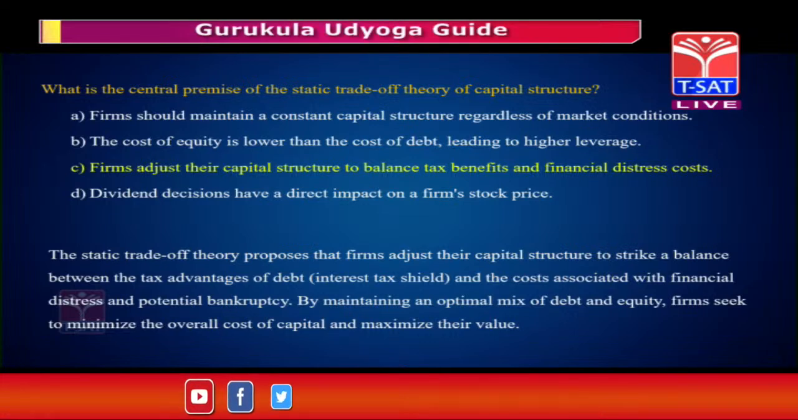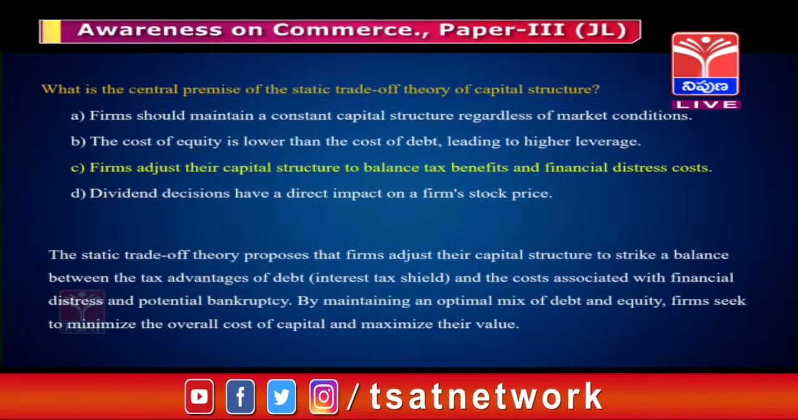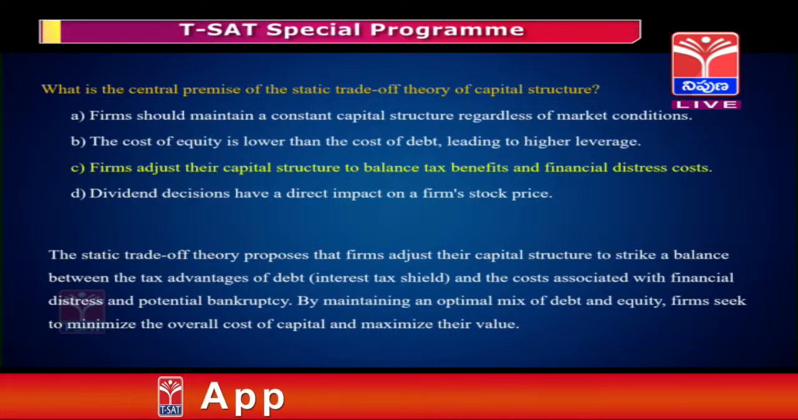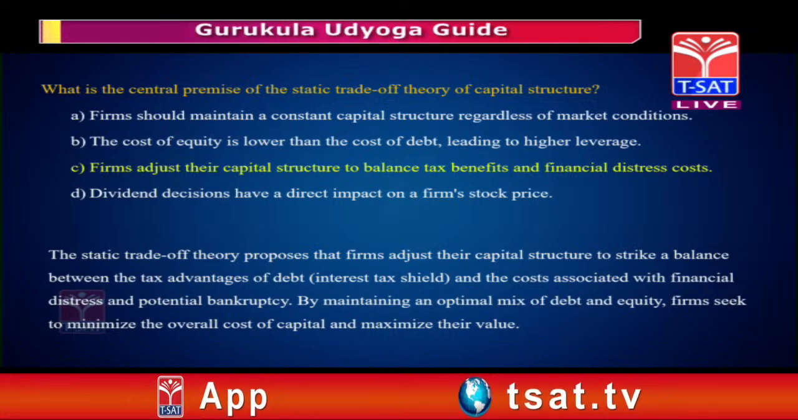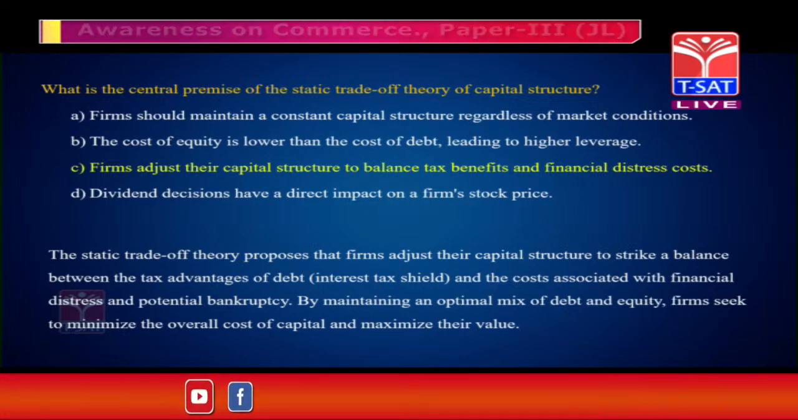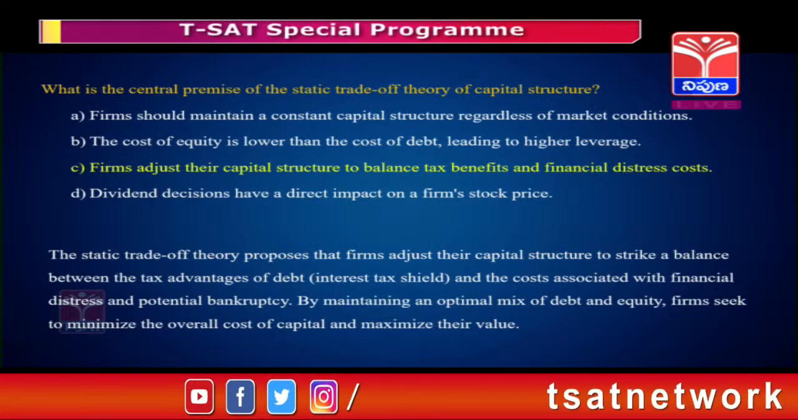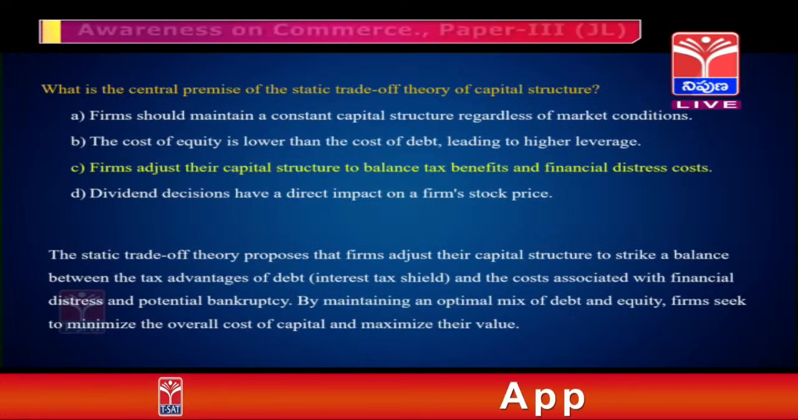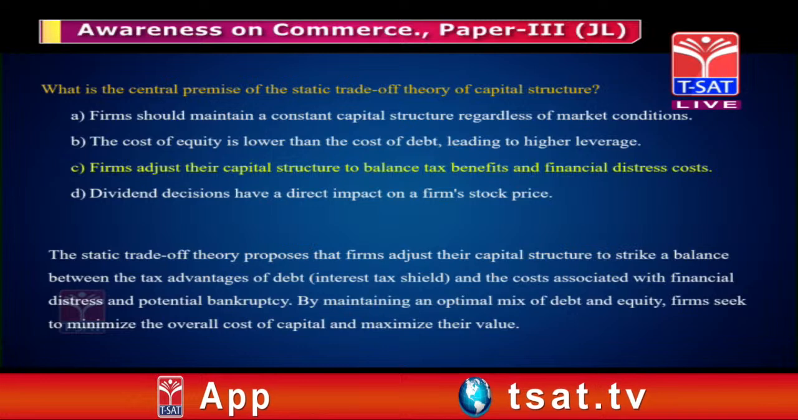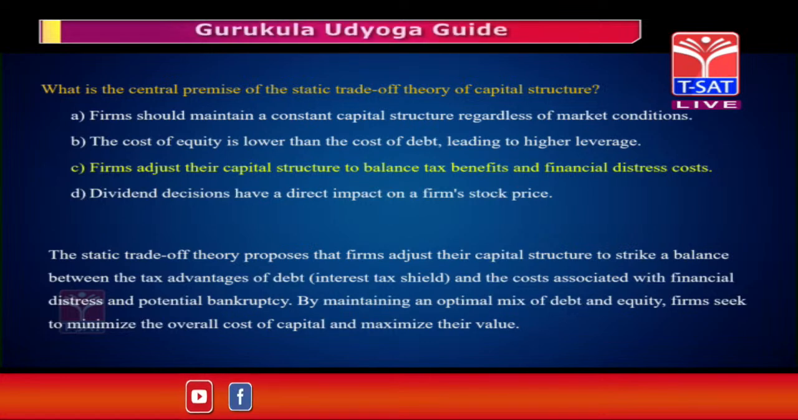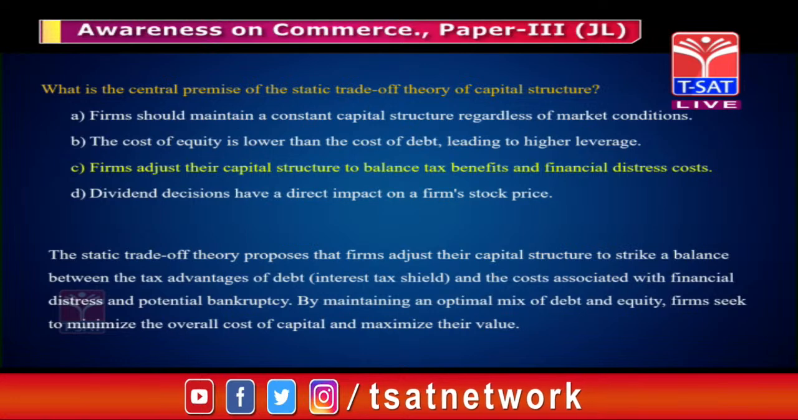So when we talk about this, what are the options given to us? It should maintain a consistent capital structure regardless of market conditions. The cost of equity is lower than the cost of debt, leading to higher leverage. Absolutely not, because the cost of debt is the least one, and the financial leverage is there, but still we would get a tax shield on that. Then: firms adjust their capital structure to balance benefits and financial distress cost. So we would go with the third one, which talks about balancing the tax benefits your organization would get against the financial distress costs.